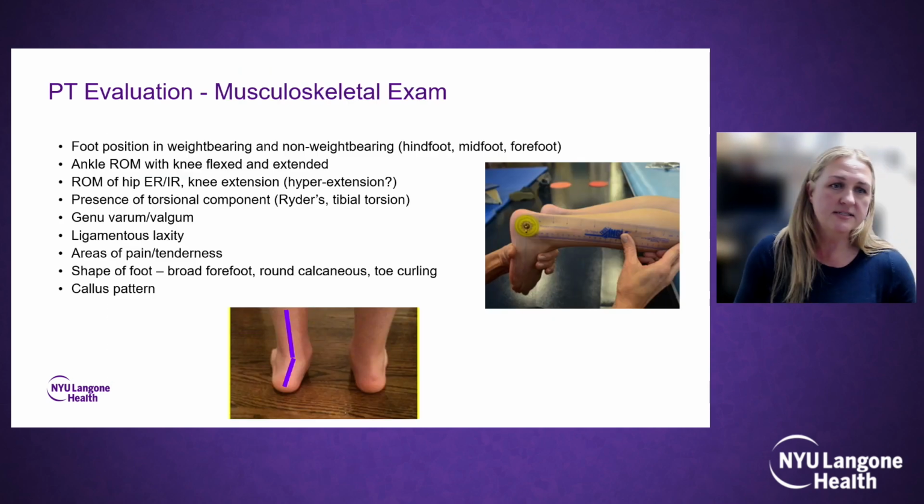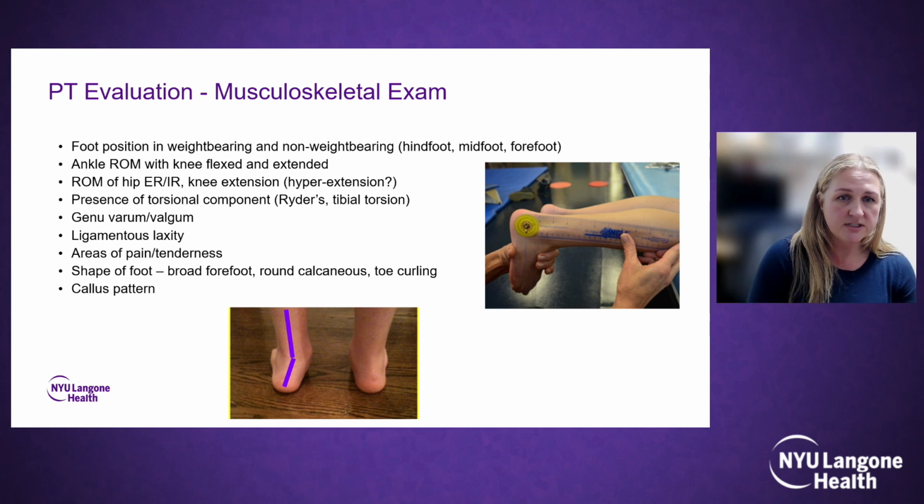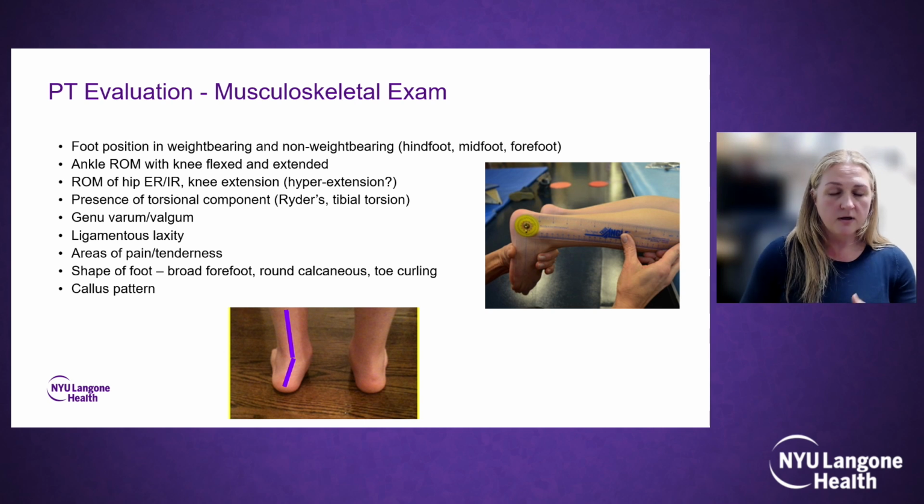So the musculoskeletal exam, it's important to look at the foot and overall alignment in weight-bearing and a non-weight-bearing position. You don't want to just look at the range of motion of only the foot and ankle. You want to look at the whole lower extremity, the hips, the knees. You want to look at the spine. Are they hyperlordotic? Are there any torsional components? Are their hips internally rotated at baseline? Do they have any genu varum valgum? Are they overall a lax kid? Any areas of pain or tenderness?